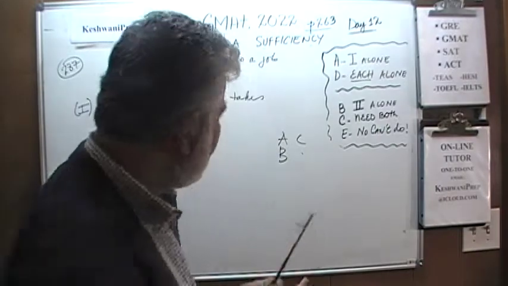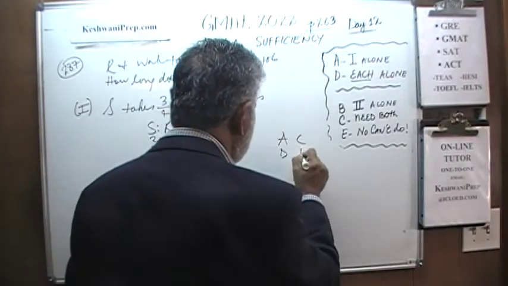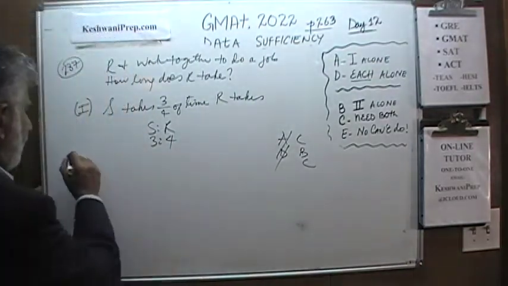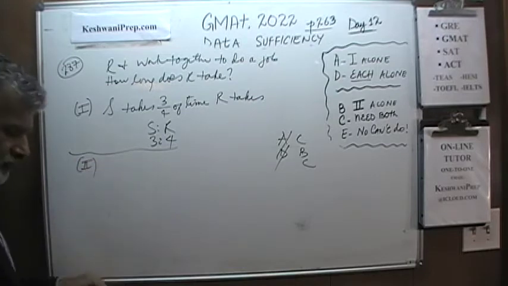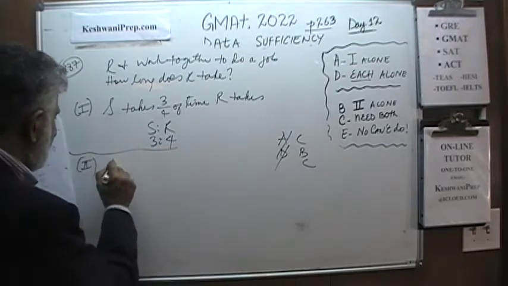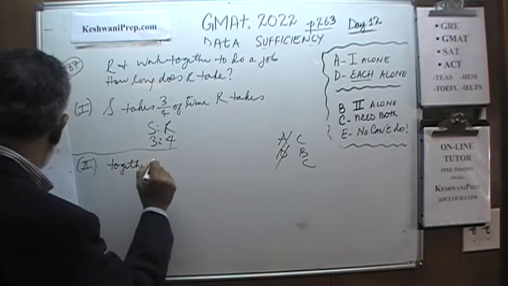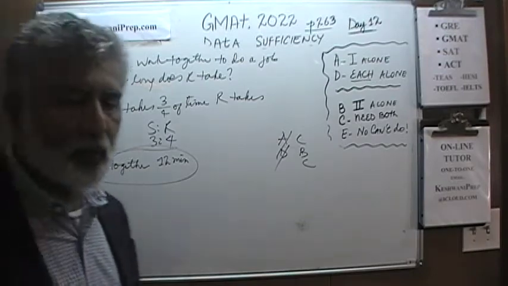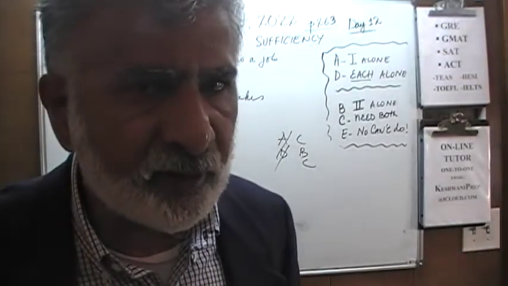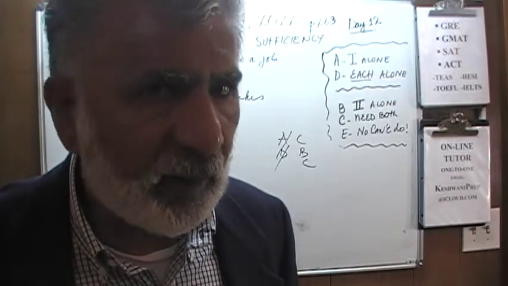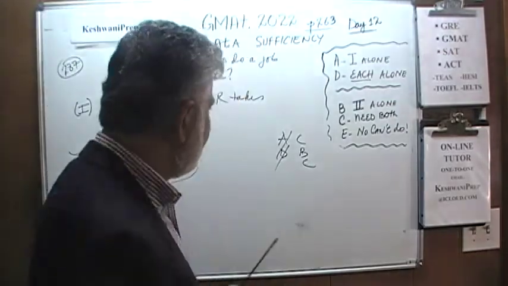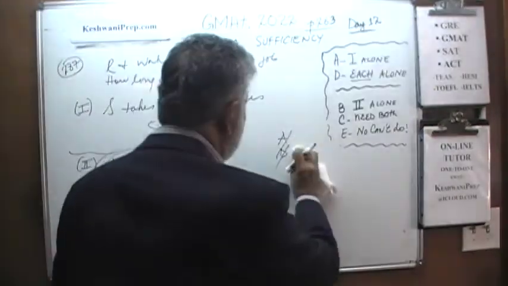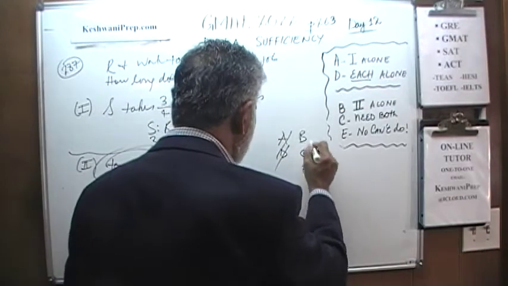So A and D are gone. The answer would have to be B, C, or E. Let's look at the second statement. The second statement tells us that together they take 12 minutes. Again, simply knowing that together they can finish the job in 12 minutes does not tell us how long R will take if you were to ask R to do the job by himself. It should say BCE. The answer is not B.